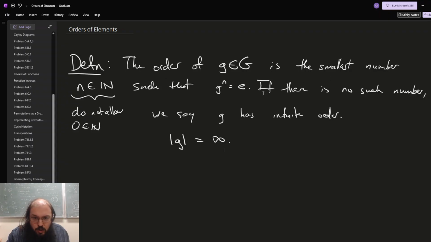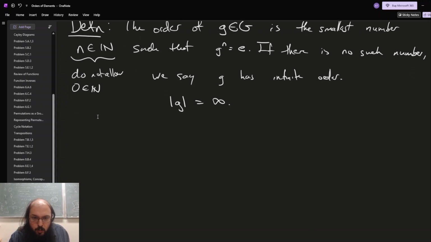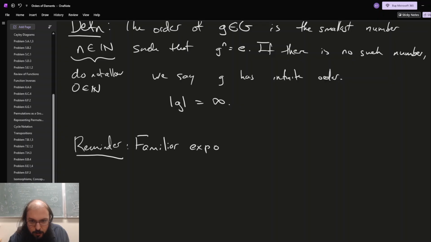Now, I'm using this exponential notation because, as before, we are always saying that we're using multiplicative notation for groups. But just as a reminder, there's no reason why, once we're using multiplicative notation, that we can't use exponential notation to refer to repeated multiplication. And if we do that, then we're happy because all the familiar exponent rules still work.